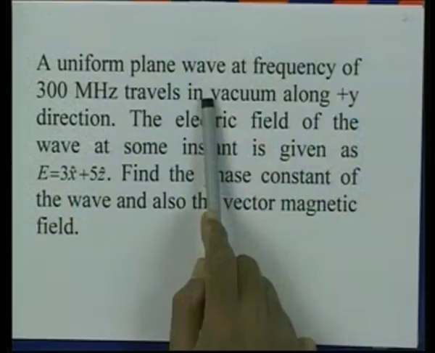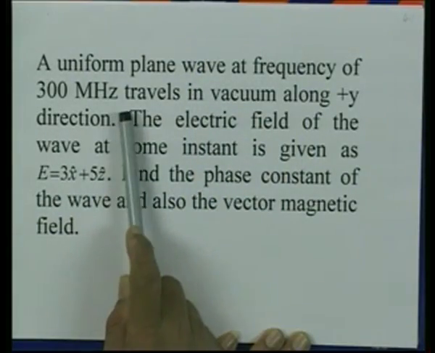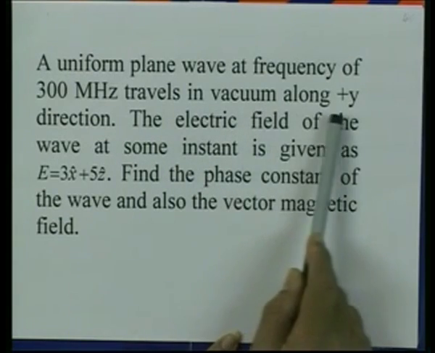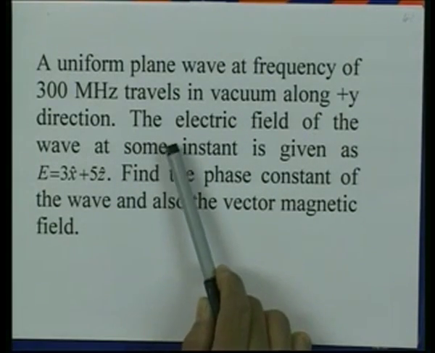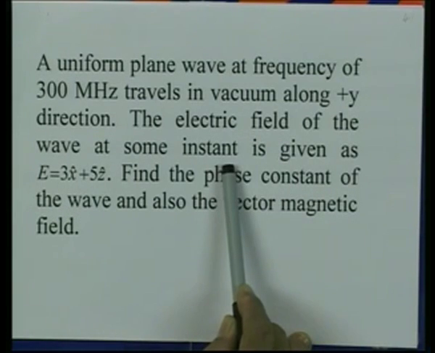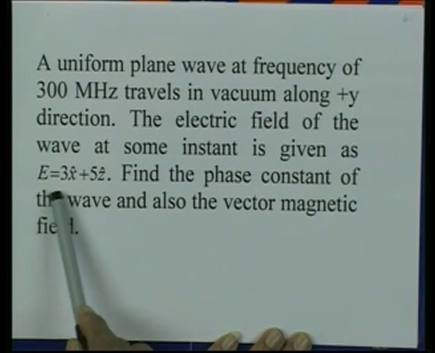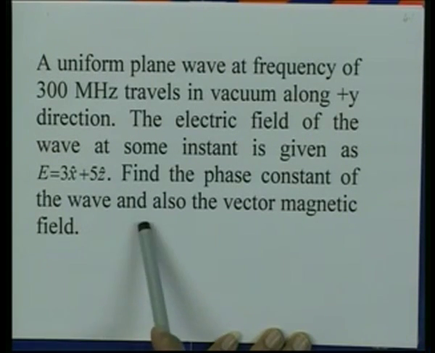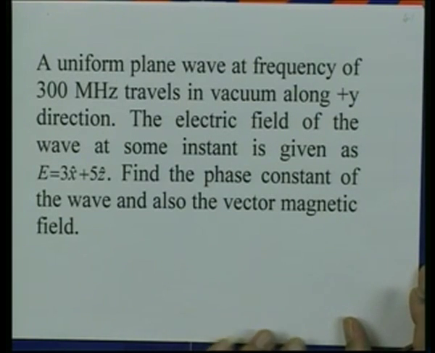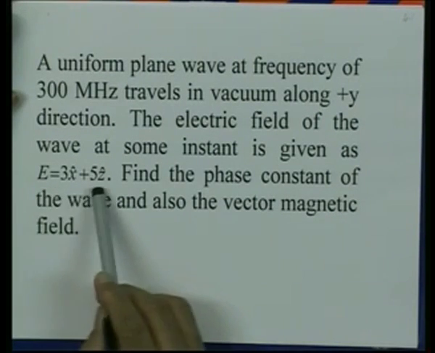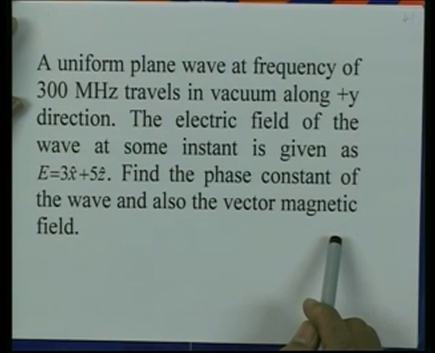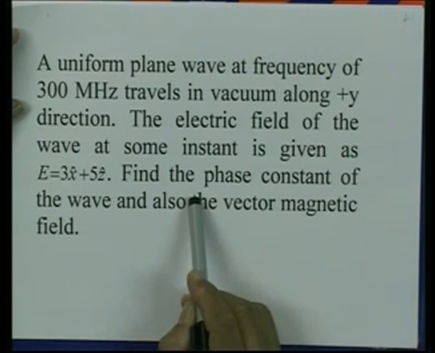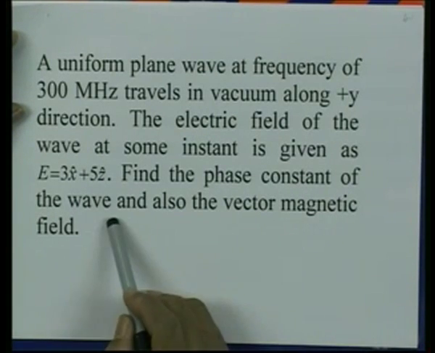A uniform plane wave at frequency of 300 megahertz travels in vacuum along plus y direction. The electric field of the wave at some instant is given as E = 3 x cap + 5 z cap, where x cap and z cap are the unit vectors. Find the phase constant of the wave and also the vector magnetic field. So, in this problem the vector electric field is given at some instant of time, and we are asked to find out the phase constant of the wave and also the vector magnetic field.